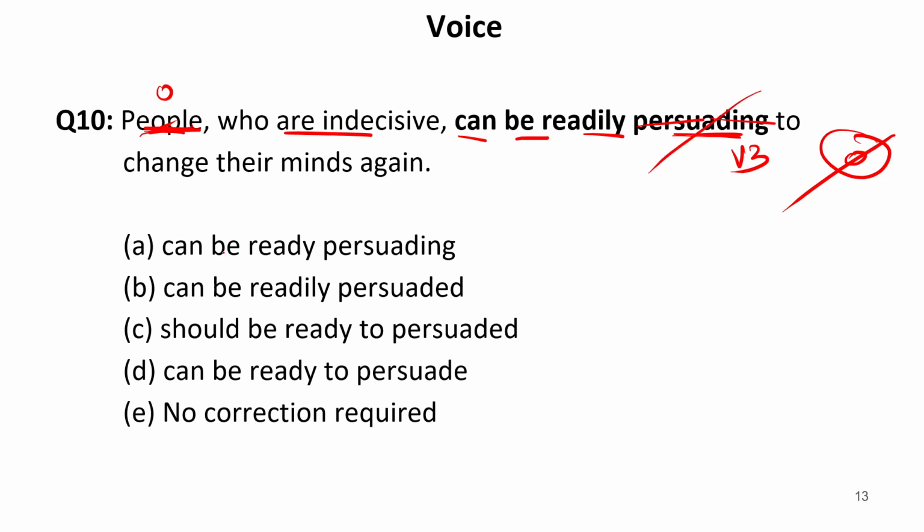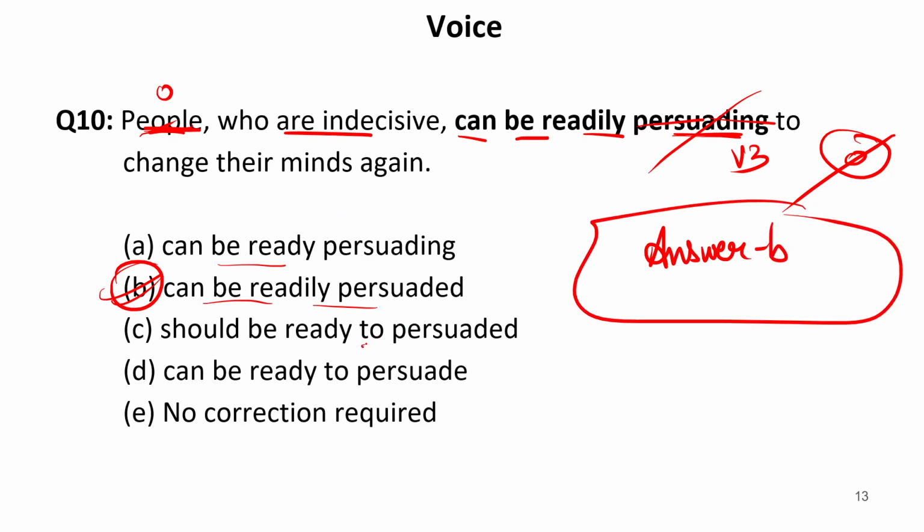Now let us see the options. Can be ready persuading. Can be readily persuaded. Of course, this will be the correct answer. So our answer is B. Rest options are should be ready to persuade. Again, after to, we cannot have verb third form. Can be ready to persuade? No. They cannot be ready to persuade. To persuade whom? There is no object. So this is incorrect. The correct answer is B, and the correct sentence will be, people who are indecisive can be readily persuaded to change their minds again. Now let us move to the next one.